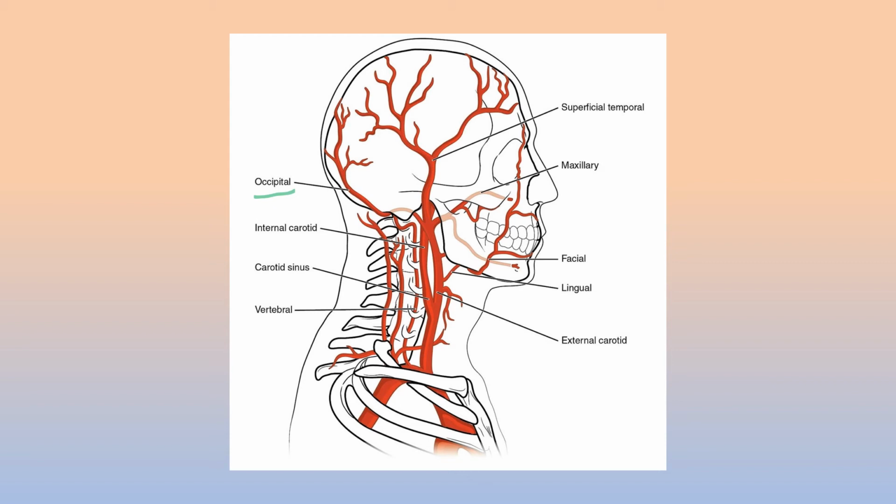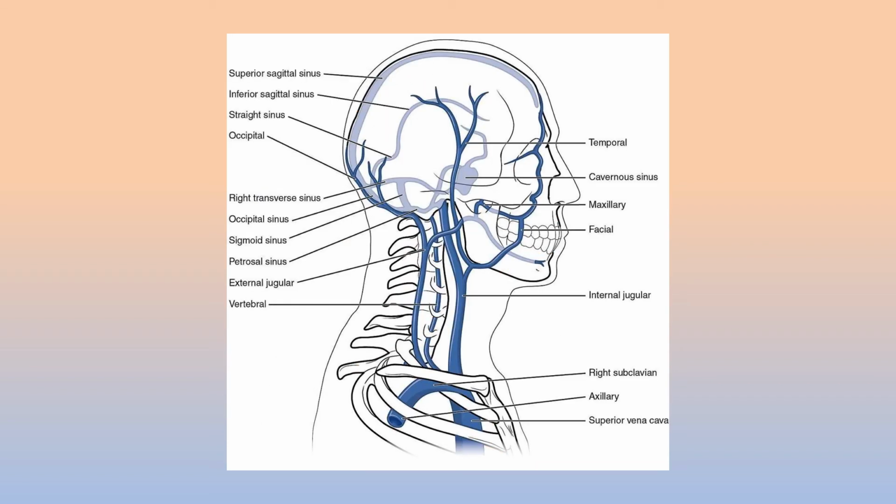Superficial temporal. Superficial, you know, means more on the surface. And where's the temporal region? Well, that gets you in the right place. The maxillary, where's the maxilla? That's the upper jaw. So use these clues to help you.